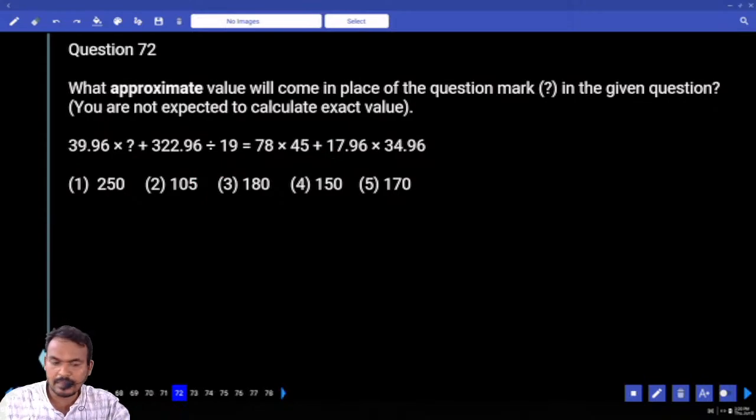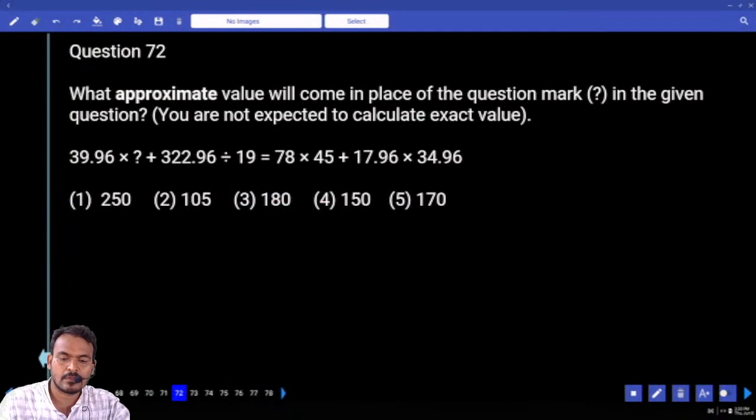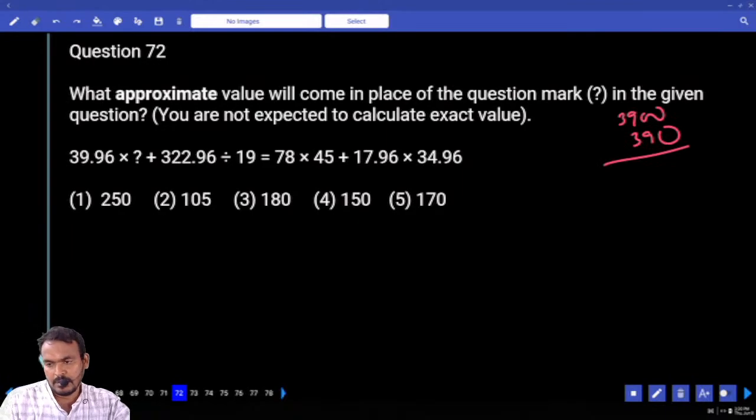What is the right hand side value? 78 into which one? 45. That is considered 50 times minus 5 times or not? What is the 50 times? 3900. What is the 5 times? 390 or not? What is the difference?